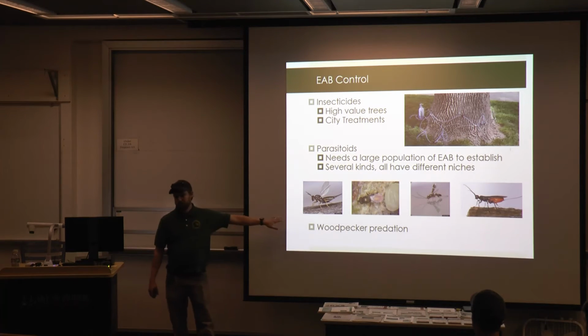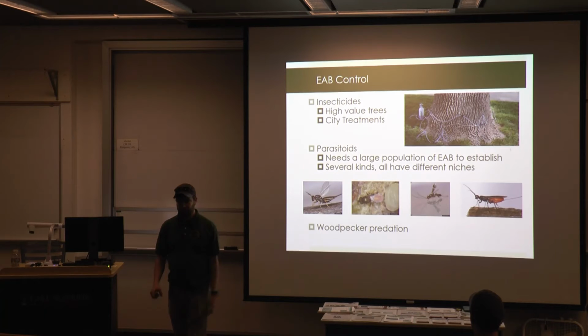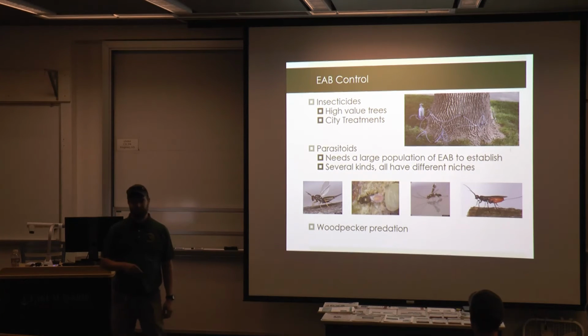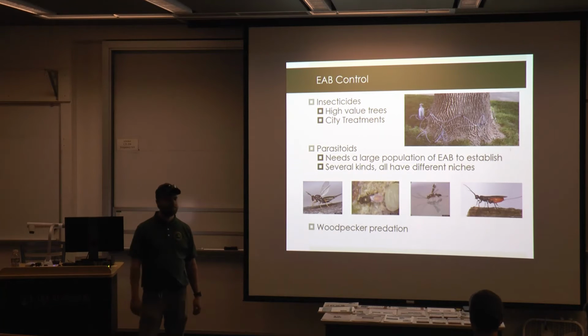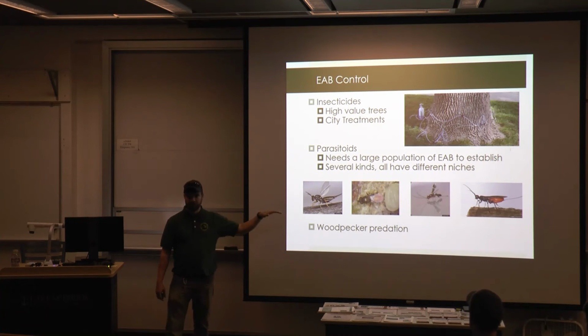If there's no larval stages, if you don't have high populations, you're not going to want to release Tetrastichus. Third one there is Spathius. It has a really long ovipositor. It goes after larger trees, or thicker bark. So we have a little bit of a range filling all the different niches.